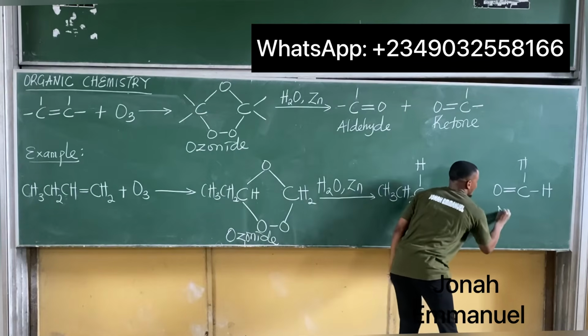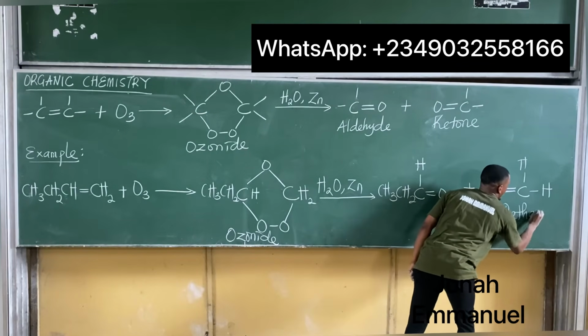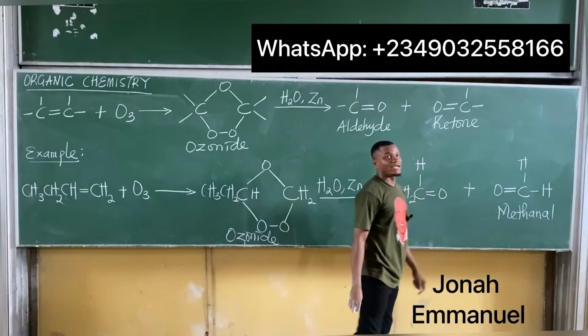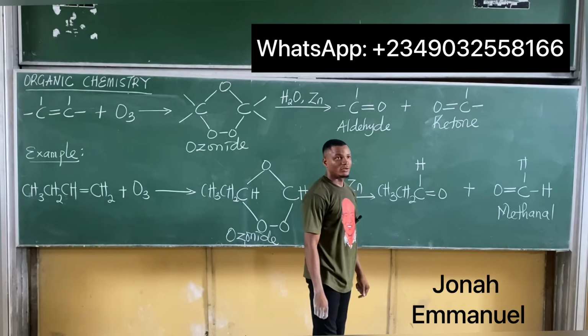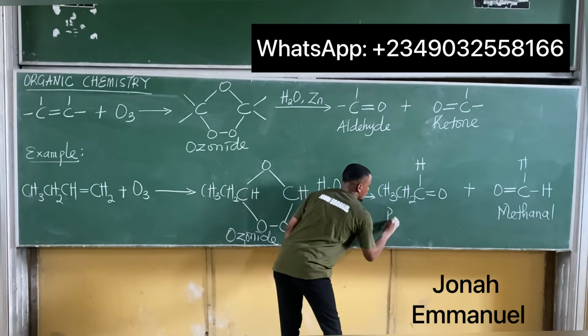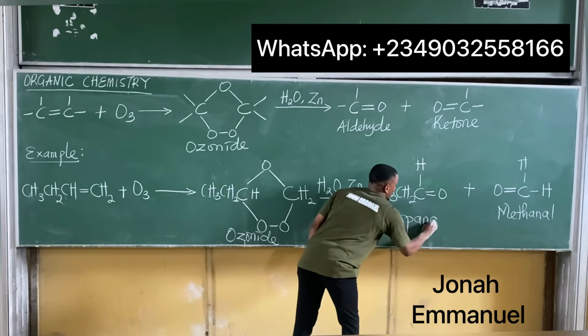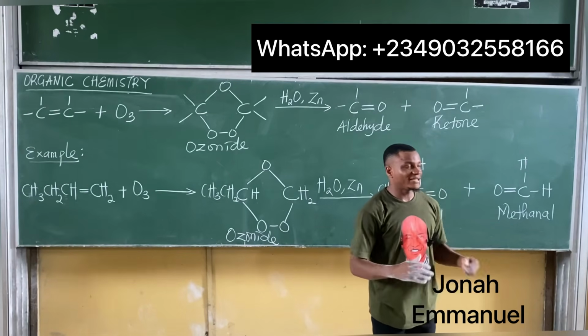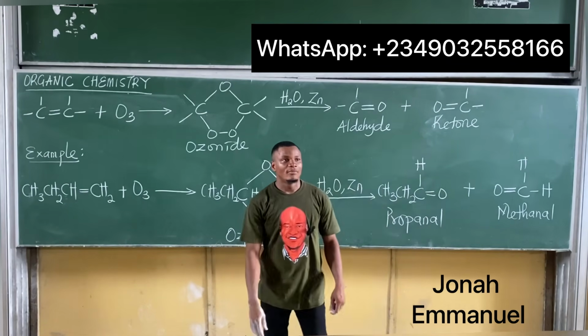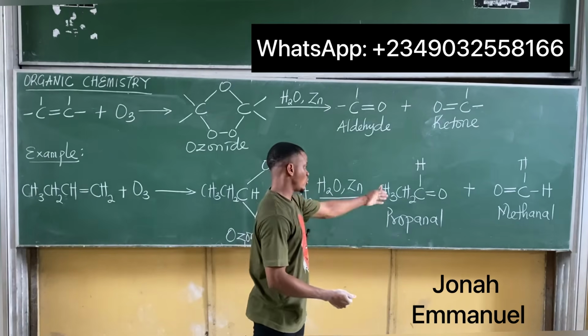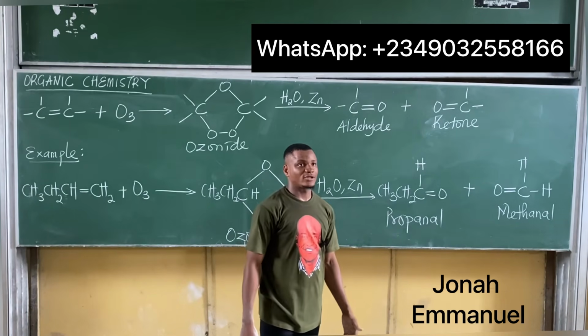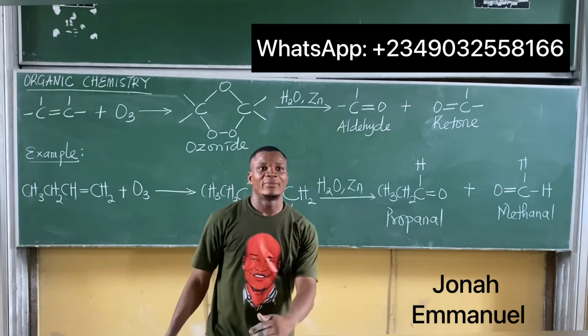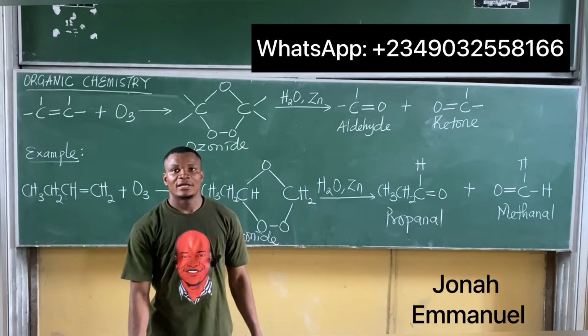This compound is called methanol. I will tell you why it's called methanol when we look at the aldehyde and the ketone. This one here is called propanol. There is propanol, there's propanone, there's methanol. We will look at these much more later, and I'll tell you why they are called this. So that's the name of this. All right, so this is all about the alkenes, please.